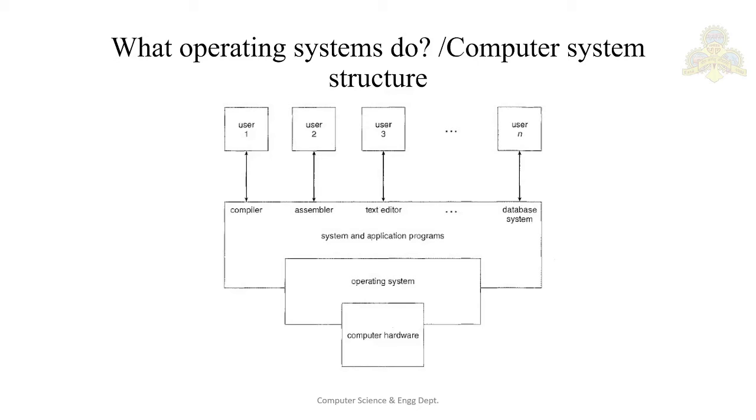The operating system has to decide how to allocate them to specific programs and users so that it can operate the computer system efficiently and fairly. It is also a control program, which manages the execution of user programs to prevent errors and improper use of the computer. It is especially concerned with the operation and control of IO devices.